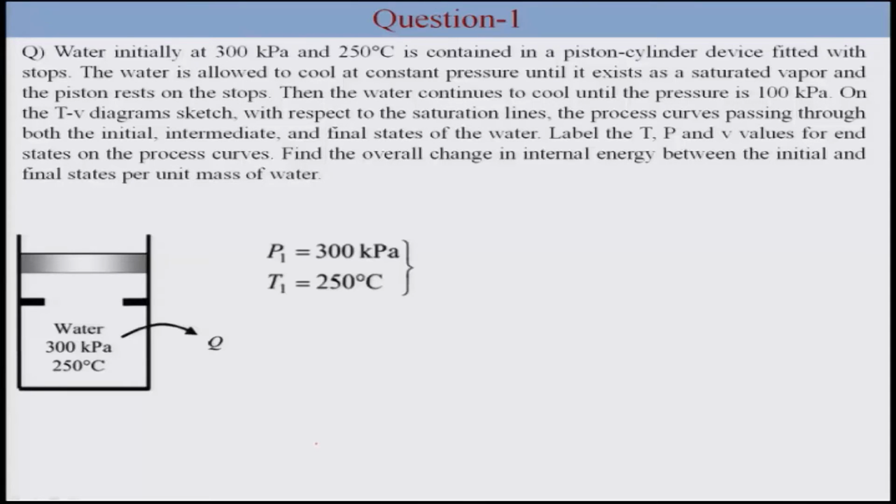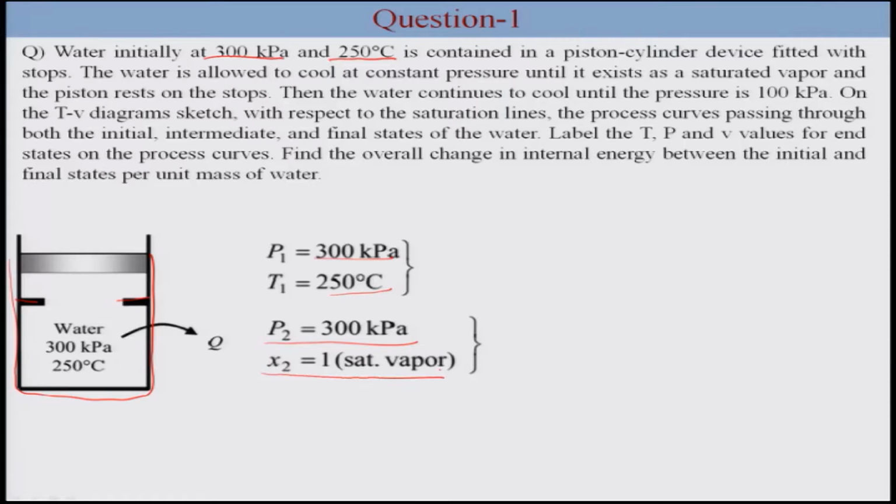Question 1. Water initially at 300 kilopascal and 250 degrees Celsius is contained in a piston cylinder device fitted with stops. The water is allowed to cool at constant pressure until it exists as saturated vapor and the piston rests on the stops. So, initially pressure is 300 kilopascal and temperature is 250 degrees Celsius. Then it is cooled further. The pressure remains 300 kilopascal, so this is a constant pressure process, and the water becomes saturated vapor.